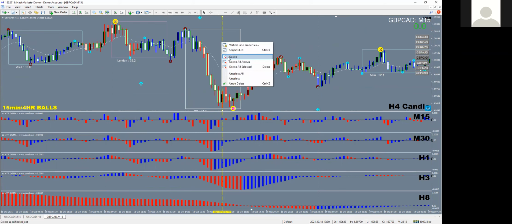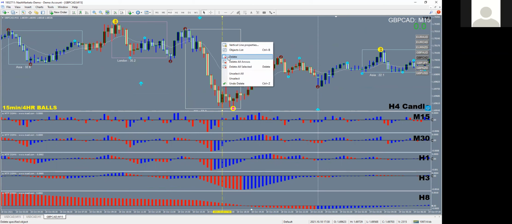Draw the vertical line of the 4 hour three ball at the very top. Right there, 4 hour three ball. Just do it on the 4 hour three ball. Take all the others out. Move the line to the three ball.